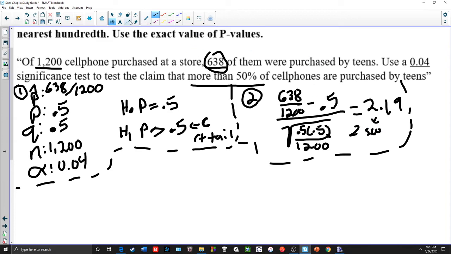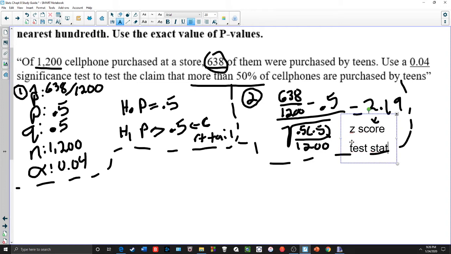Let me try that again. I'm having trouble writing here. I'll try to type it out. So this is my z-score, also known as my test stat. Both of them mean the same thing. A test stat is just something that you can compare with.